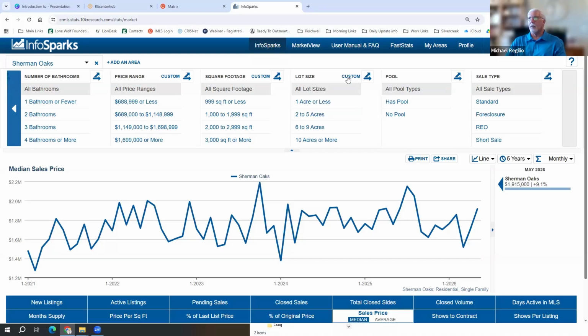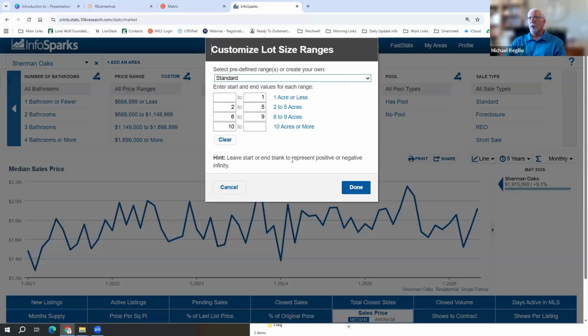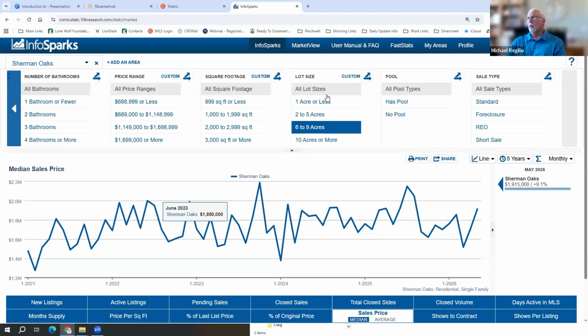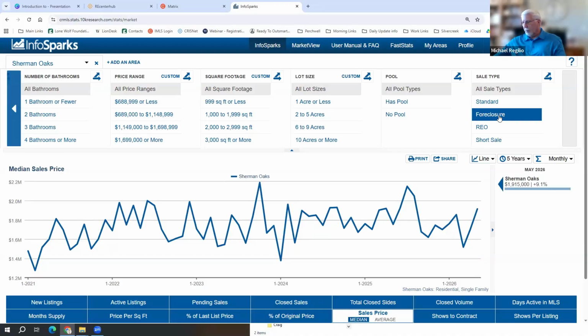Again, I can customize this and choose those filter points. Has a pool, and then the last filter is the sale type. So far, knock on wood, not a lot of foreclosures, a few more short sales this year than we had last year, but you can go ahead and filter by those types if you're trying to run statistics on those types of properties.